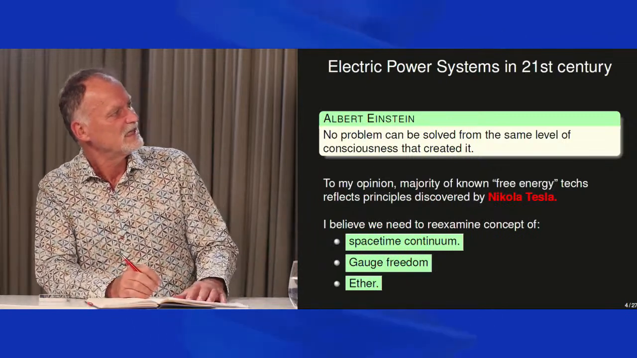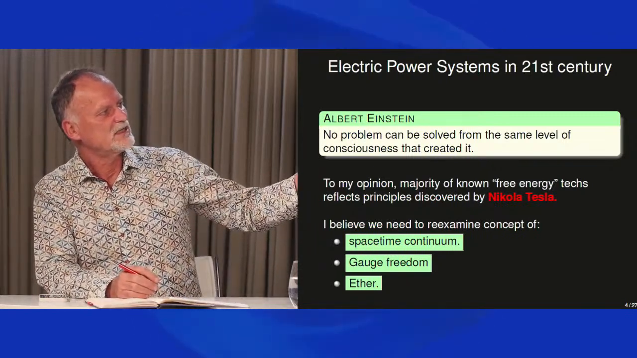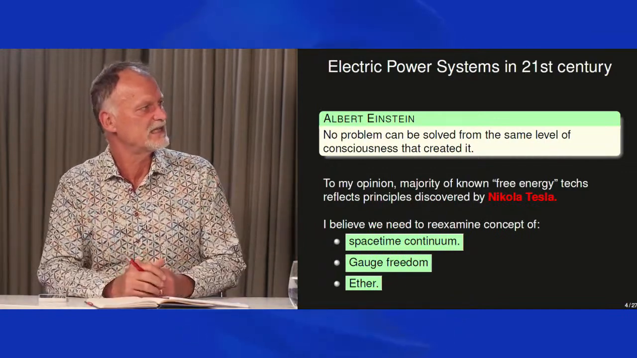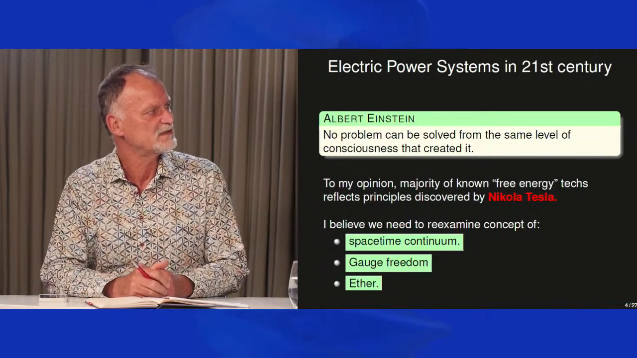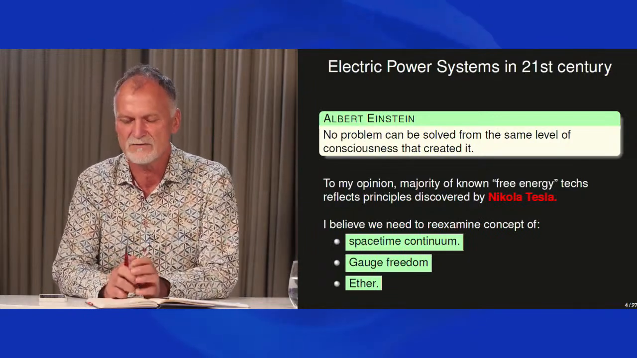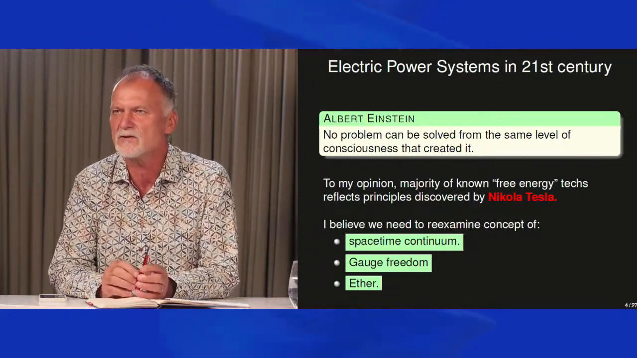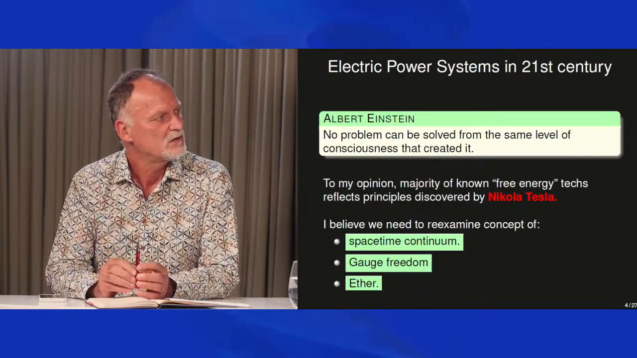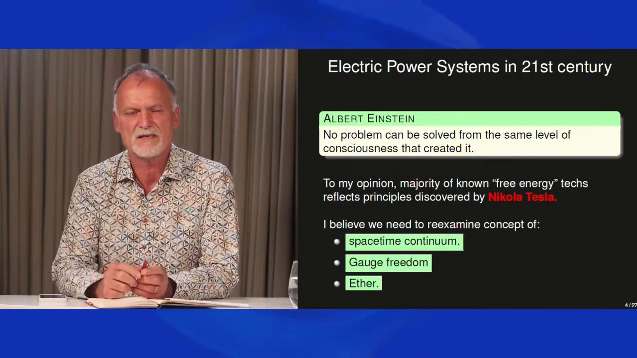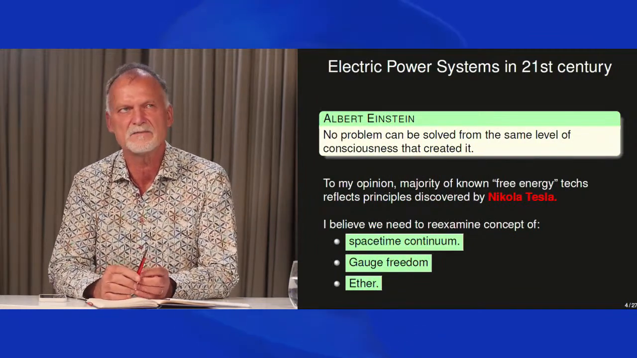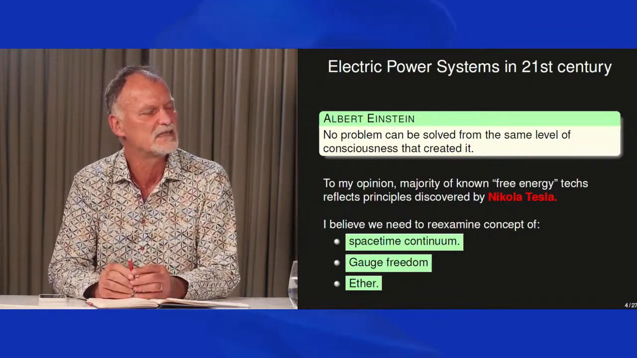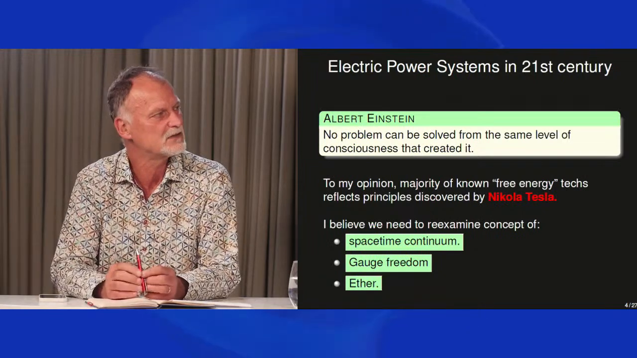So, in my opinion, the majority of known so-called, in quotation marks, free energy technologies reflect principles already discovered by Nikola Tesla. Why I put free energy devices in quotation marks is because there is a lot of ongoing confusion, in my opinion, related to what free energy is. As we said in my previous presentation, solar panels are also free energy devices in a way, that the COP, they are over unity devices and so on.